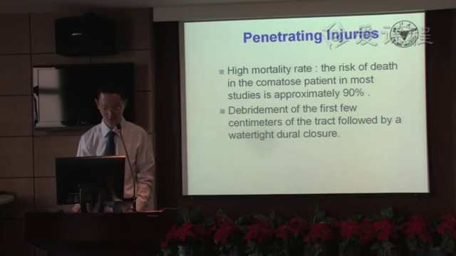The outcome for non-penetrating injury has improved, but the high mortality rate for patients rendered comatose after missile injuries appears to have not changed. Non-comatose patients almost always survive, although with deficits depending on the path of the bullet. The risk of death in the comatose patient in most studies is about 90%.